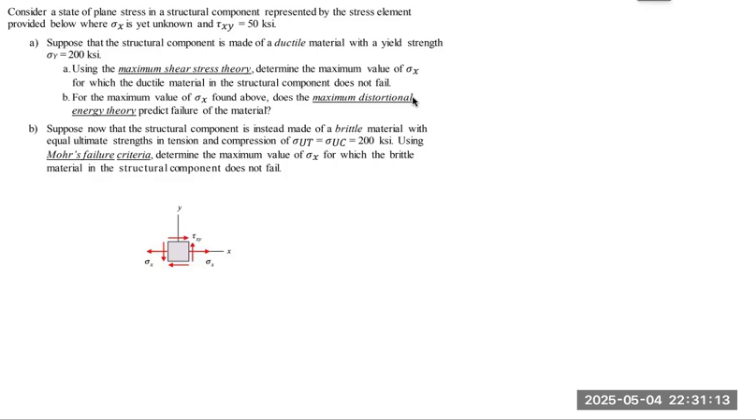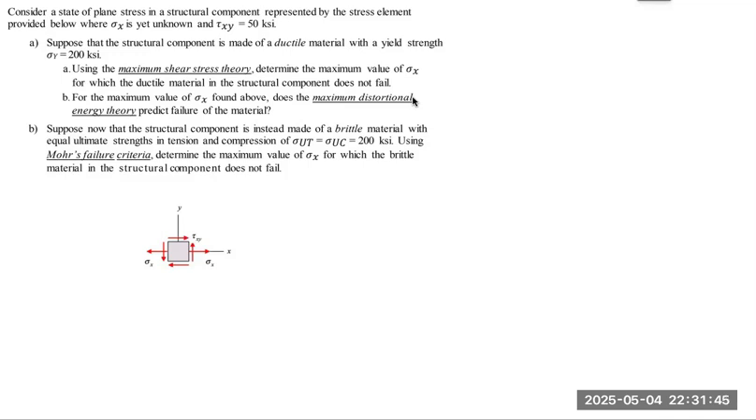Suppose that the structural component is made of a ductile material with a yield strength of 200 ksi. Using the maximum shear stress theory, we want to determine the maximum value of sigma x for which the ductile material in the structural component does not fail. Part B is for the maximum value of sigma x found above, determine whether the maximum distortional energy theory predicts failure of the material.